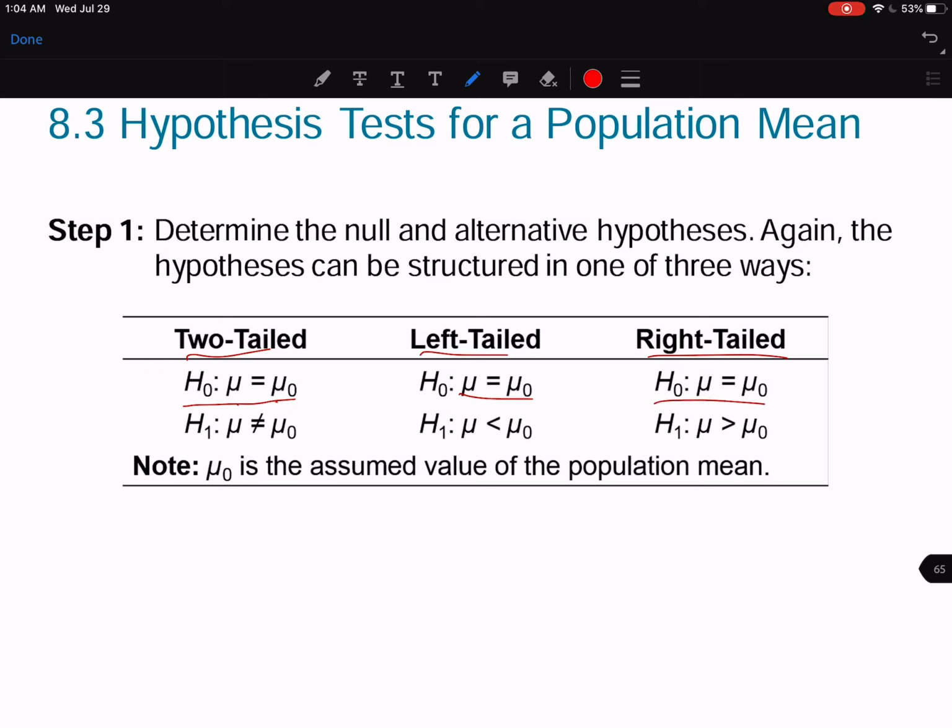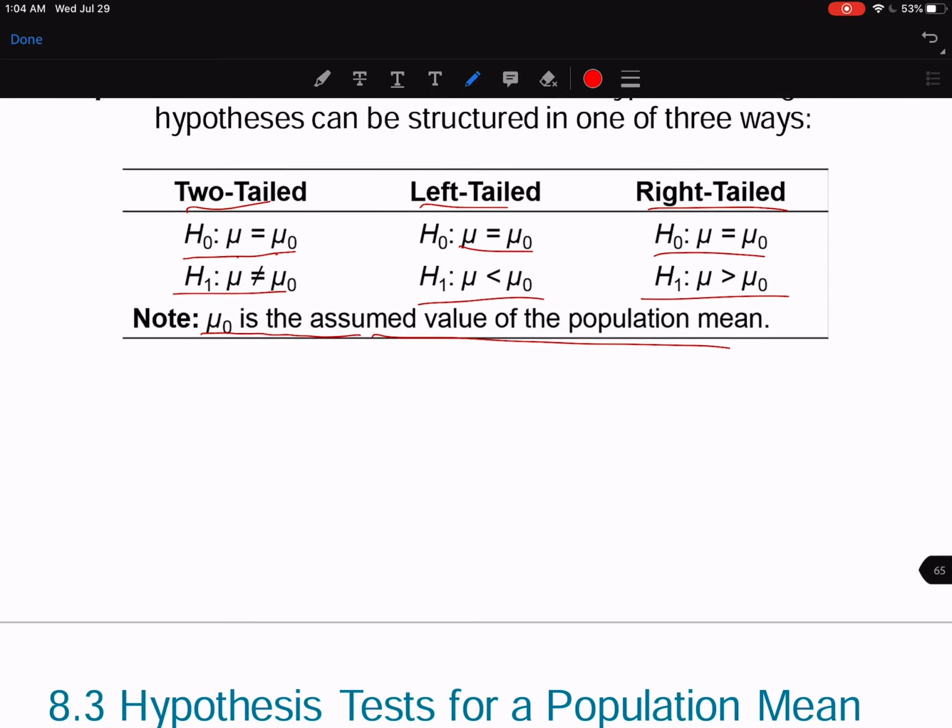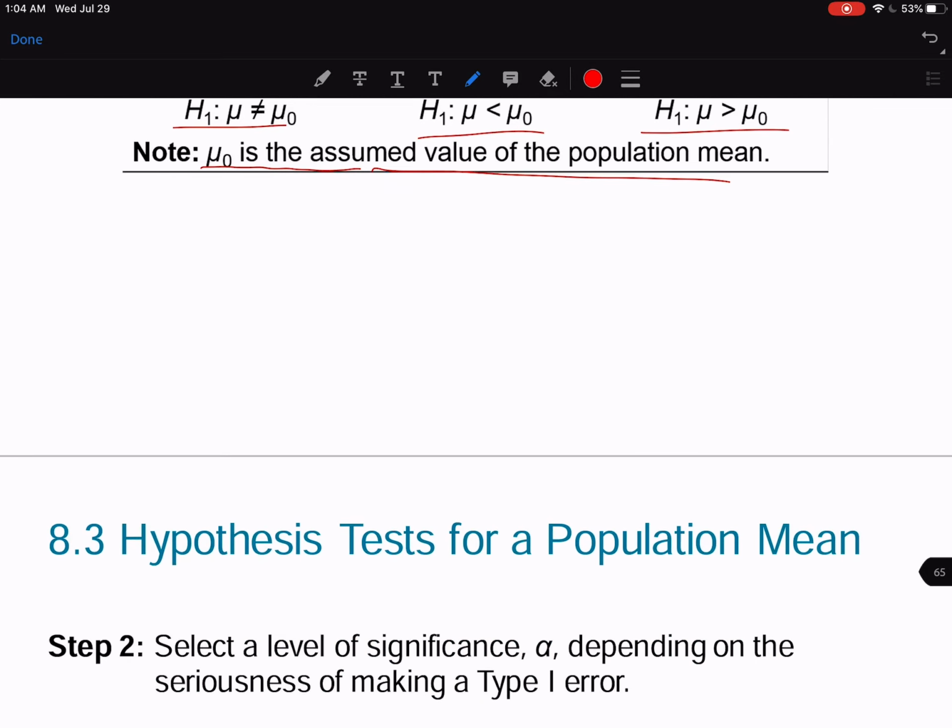Now, of course, if it's a two-tailed test, we're going to have mu is not equal to mu sub 0. For the alternative, if it's a left-tailed test, we're going to have mu is less than mu sub 0, and we're going to have mu is greater than mu sub 0 for the alternative if it's a right-tailed test. Assume mu sub 0 is the value of the population mean, which is given in the problem, and that's why we're doing the hypothesis testing, right?